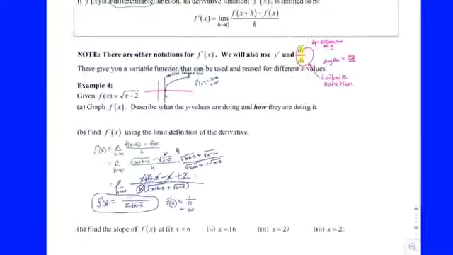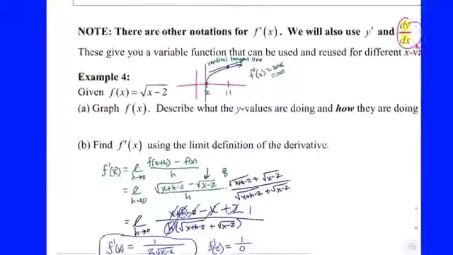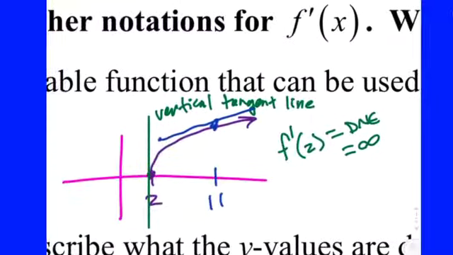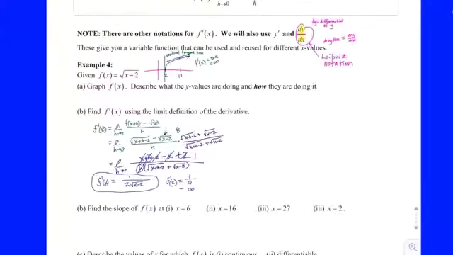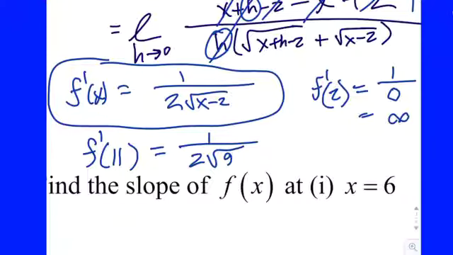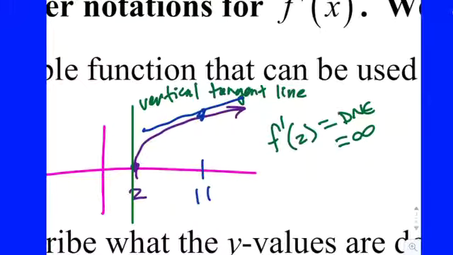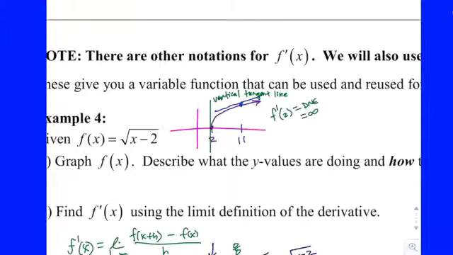Wow, that's insane. What about over here at 11? What's the slope right there at 11? How fast is that graph changing at 11? Oh, it looks like it's going to be some small number, right? I wonder what it is. Let's plug it in. What would be f prime of 11? It's 1 over 2 square root of 11 minus 2, 9. Good choice on my part. Square root of 9 is 3. 3 times 2 is 6. Is that reasonable? 1/6? It's pretty flat there, right? It's going up 1 over 6, up 1 over 6. That's fantastic. That's amazing.